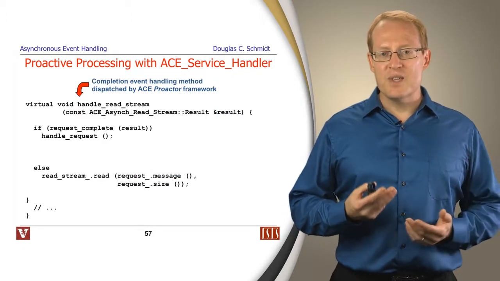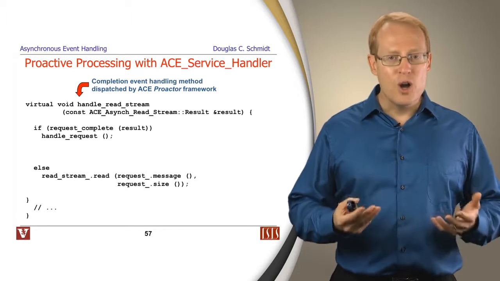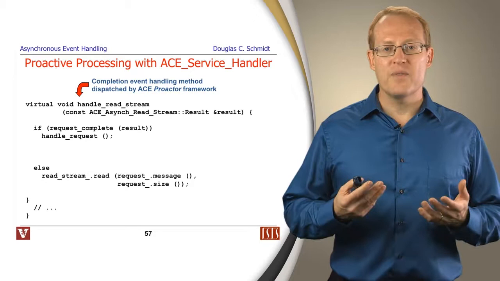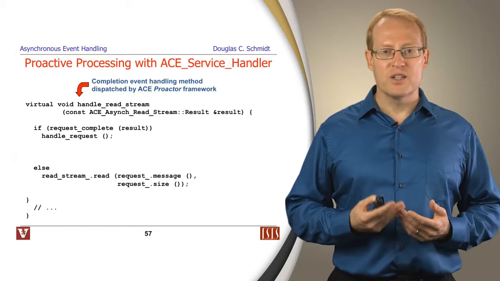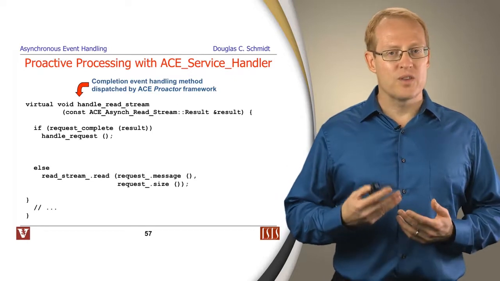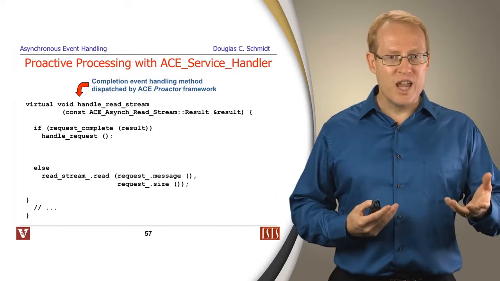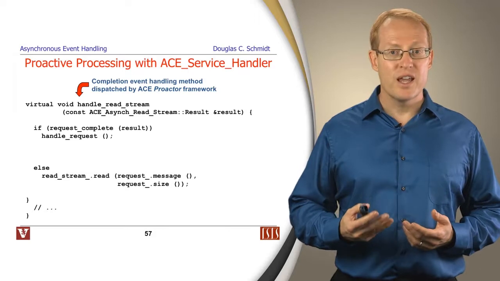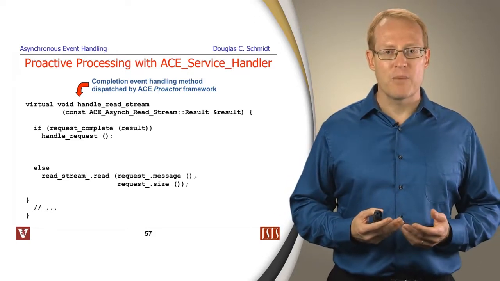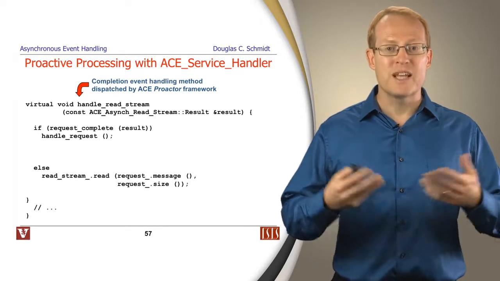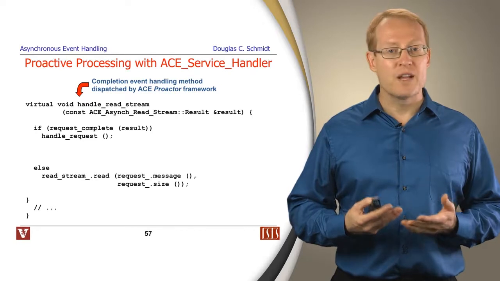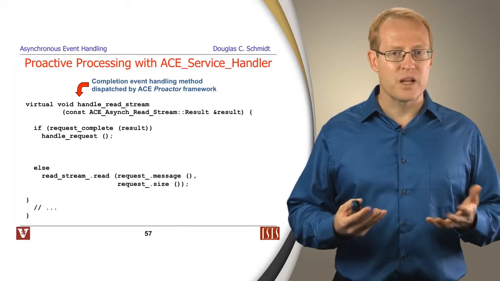Here then is the handle read stream hook method, which is dispatched by the Proactor framework when that asynchronous read operation that we initiated completes. We'll talk shortly about how the connection is made between the initiation of the asynchronous read operation and this completion event hook method that gets dispatched by the Proactor framework. But be that as it may, assume it gets called back. What we do now is go ahead and check to see whether or not we've gotten a complete request from the client.